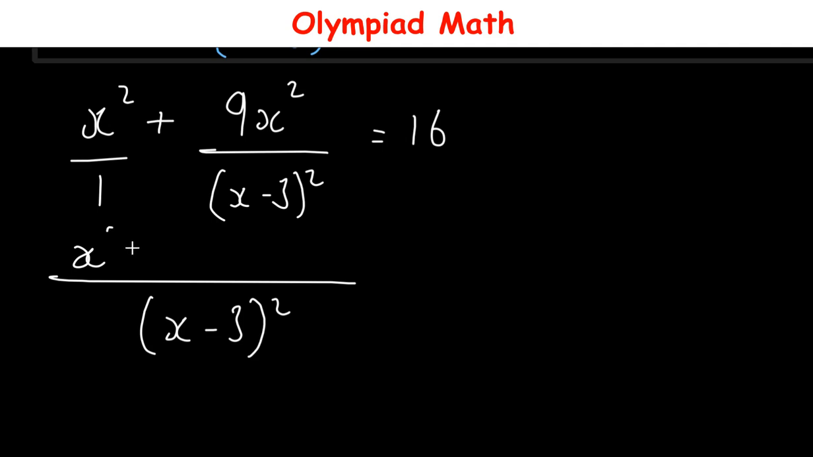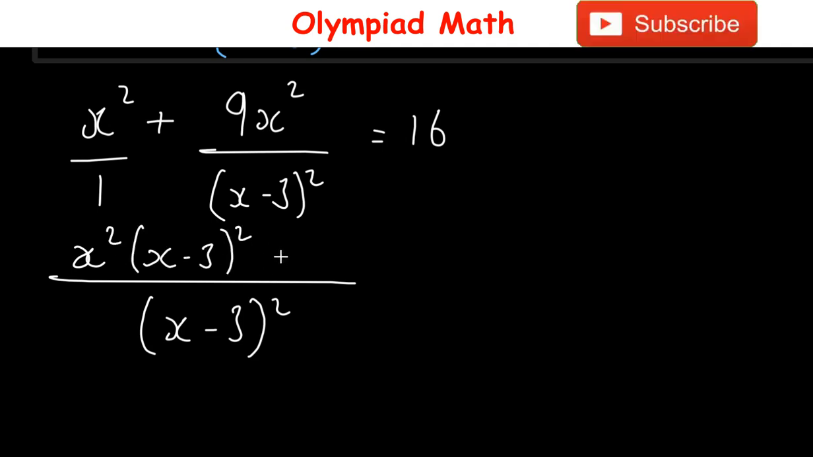We have x squared into bracket x minus 3 all raised to power 2. Then plus, we divide x minus 3 all squared by x minus 3 all squared, and the answer equals 1. 1 times 9x squared equals 9x squared. And this is equal to 16.